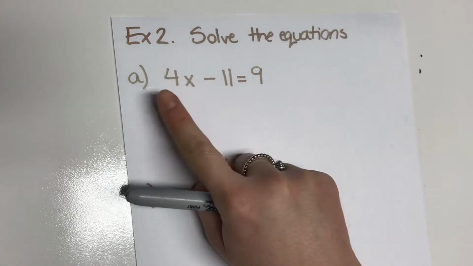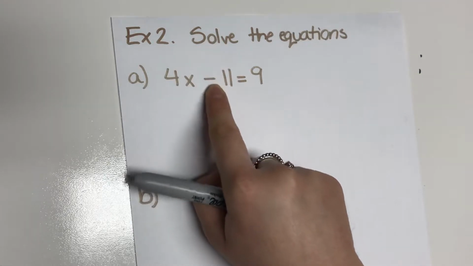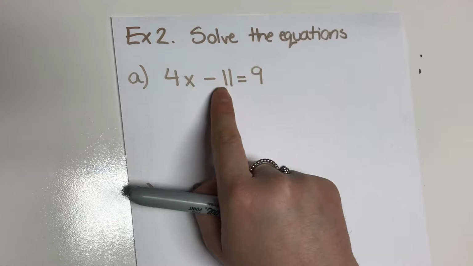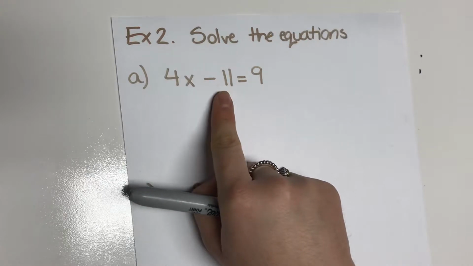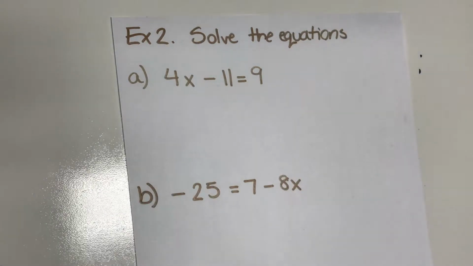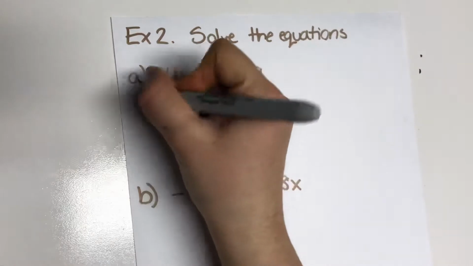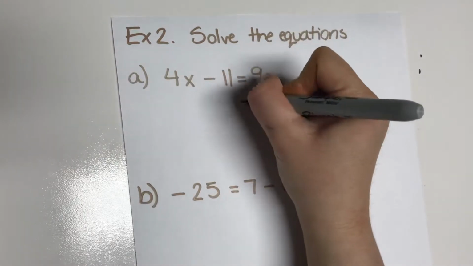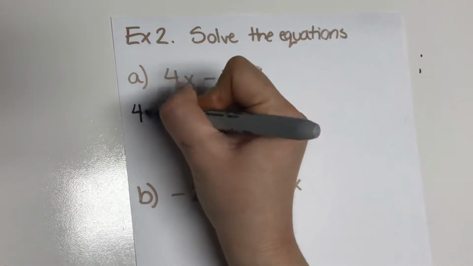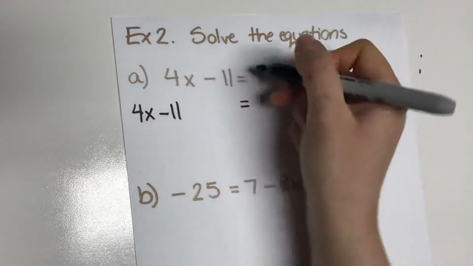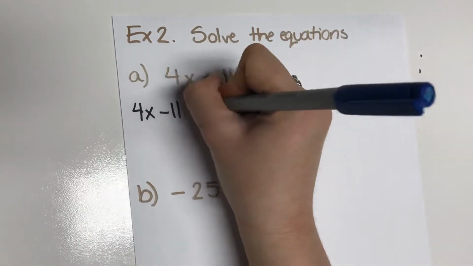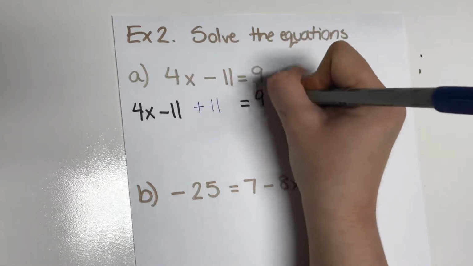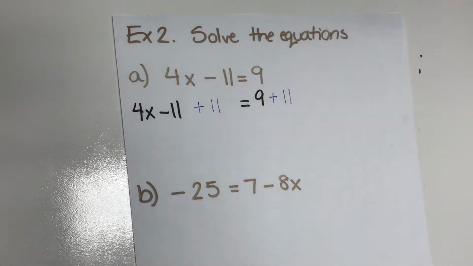But we're doing reverse. So the first thing we're going to do is get rid of the negative 11. And we're going to do that by doing the opposite operation. So the opposite of subtracting 11 is adding 11. So I'm going to add 11 to both sides. I'm going to line up my equal signs. And I'm going to add 11 to both sides. And simplify.